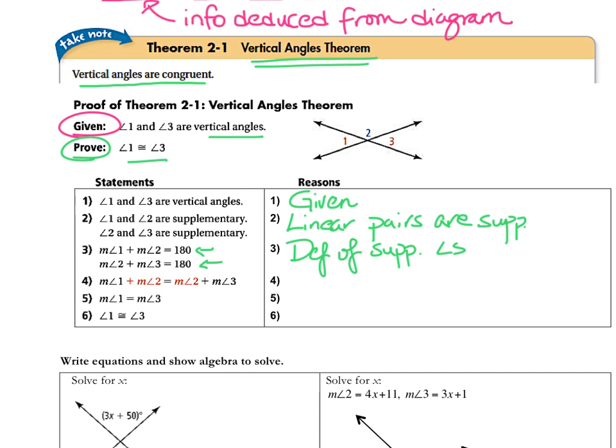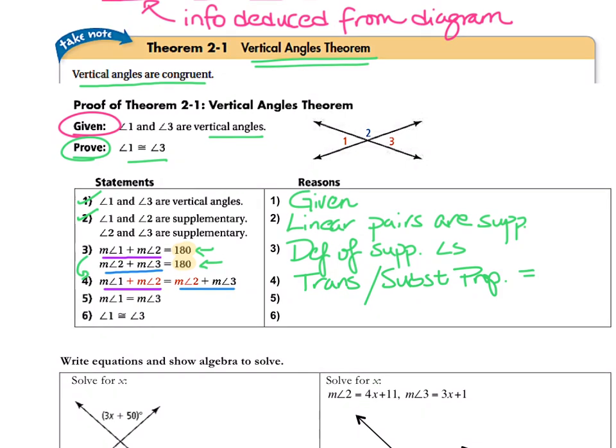So we basically used step 1 to get step 2. We used step 2 to get step 3. And so we're really just looking how to get from 3 to 4. So from 3 to 4, what you should notice is on the left side we have measure 1 plus measure 2. And on the right side we have measure 2 plus measure 3, which came from the previous step. Why are they equal to each other? Well, they're equal because of that 180 degrees there. So what is that called? Well, that's either transitive or it's substitution, property of equality.